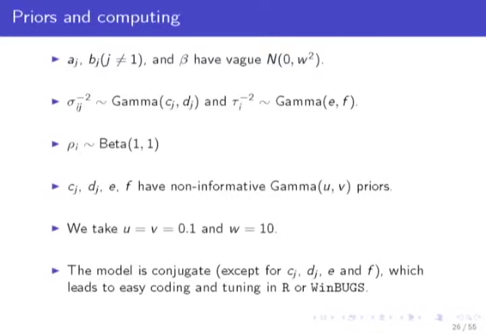aj, bj, and beta have vague normal priors. Sigma ij squared are the usual inverse gammas. Rho i is beta(1,1), which is also uniform(0,1). Now the hyperparameters cj, dj, ef are non-informative gamma. We take these choices of gamma. The reason behind choosing them is that it is conjugate, leads to very easy coding and tuning, and also it has some appeal to the clinical people.